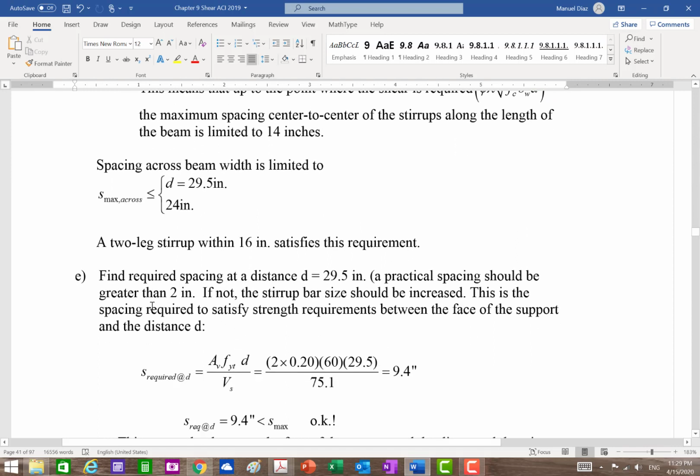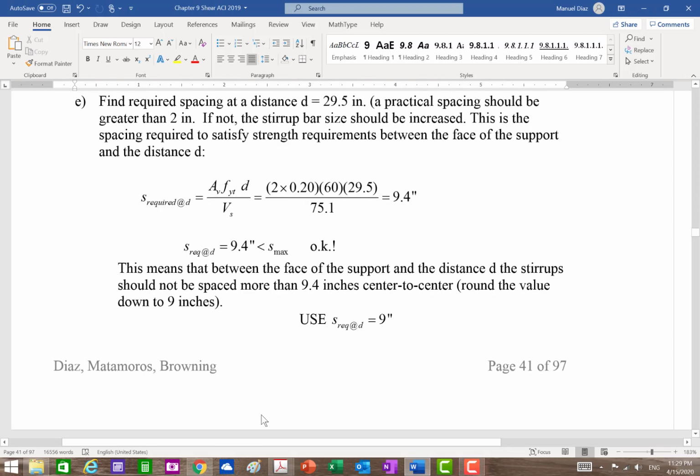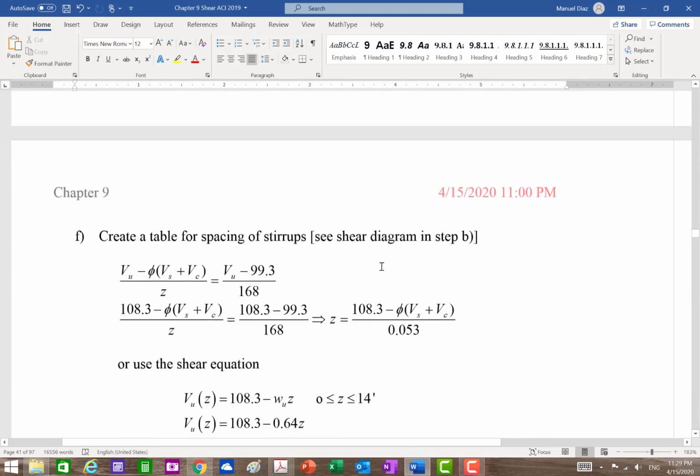Okay. Next, I'm going to find the S that I need based on my V sub S. And I find my number. Remember, this number cannot be less than the maximum, right? So in this case, it's 9. 9 is below the maximum, so we're good. And so now 9 controls over the maximum, the 14. So within the distance D, I have to start at 9 inches. I have to do that.